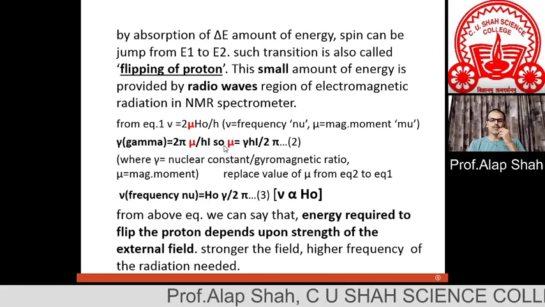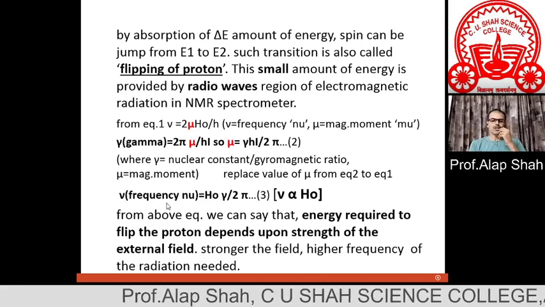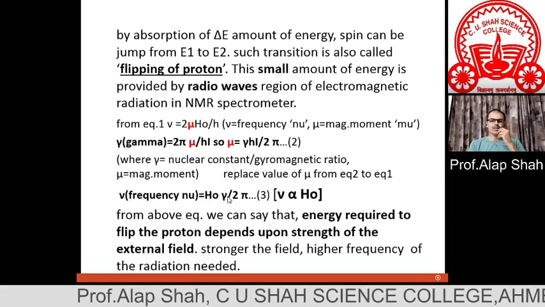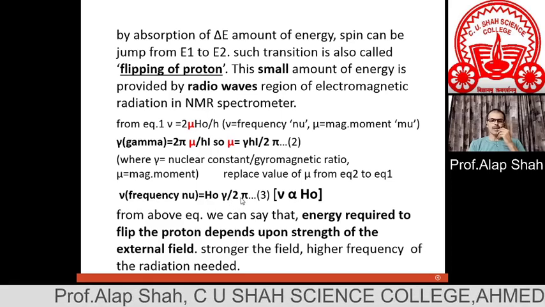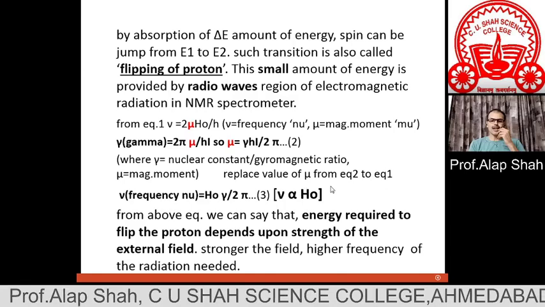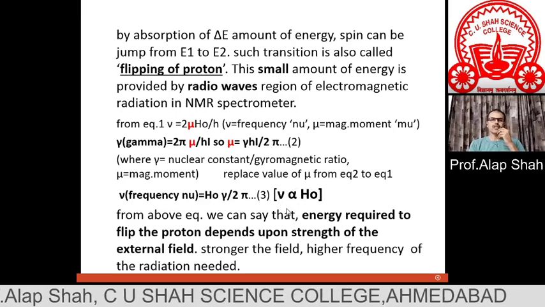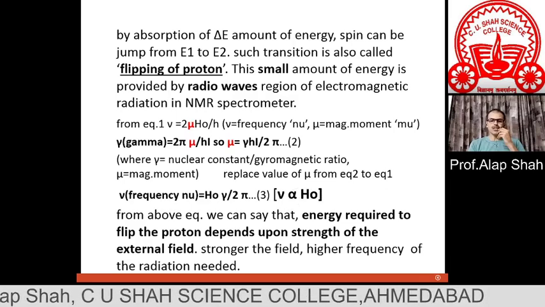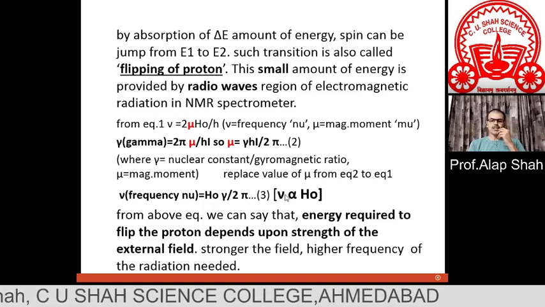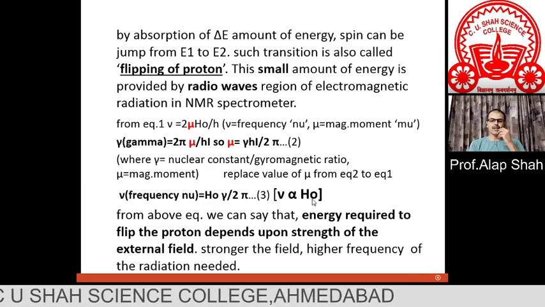Now if we substitute this value in this equation, we get mu equals h0 gamma upon 2 pi. We know that gamma is a constant, as I said, and 2 pi is also a constant, so we can say that the frequency is directly proportional to h0. But what is h0? The strength of the magnetic field. So from this equation we can say that the energy required for the flip of the proton, or the frequency required to flip the proton, is directly proportional to the strength of the magnetic field.